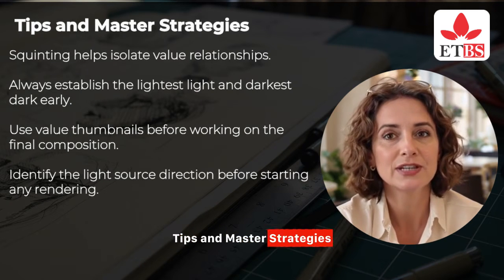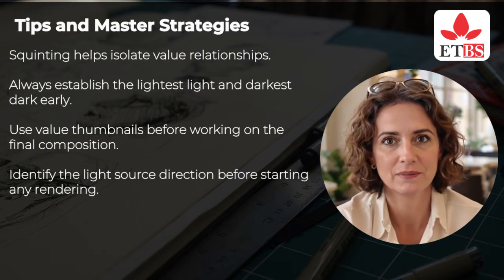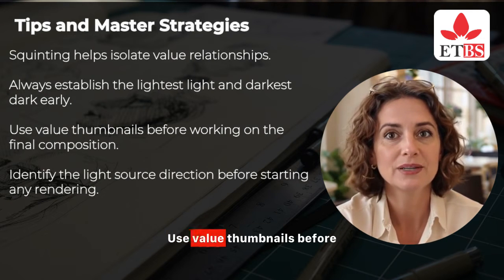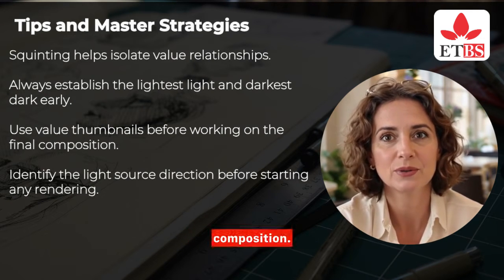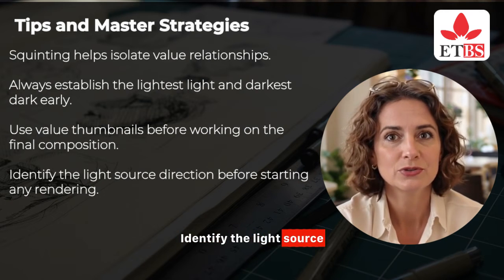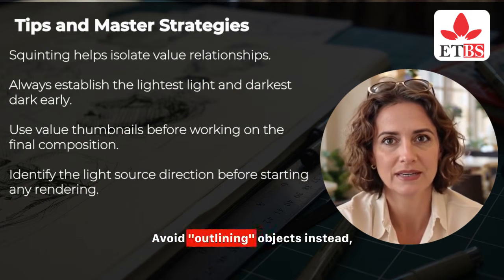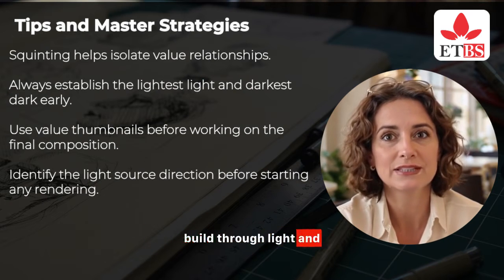Tips and master strategies. Squinting helps isolate value relationships. Always establish the lightest light and darkest dark early. Use value thumbnails before working on the final composition. Identify the light source direction before starting any rendering. Avoid outlining objects; instead, build through light and dark masses.